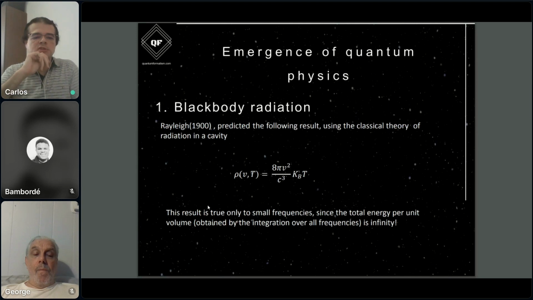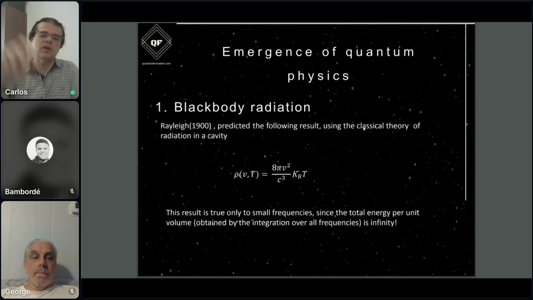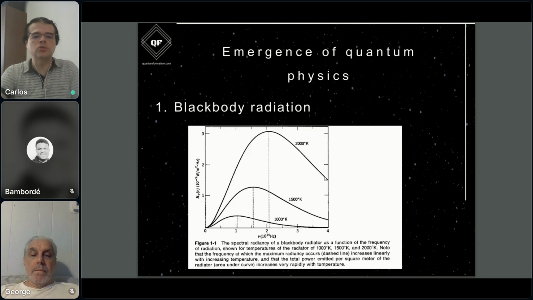People could see that this is true only for small frequencies, because for big frequencies, if you calculate the total energy per unit of volume, you need to integrate this in the frequencies. And once you integrate this for big frequencies, you get a result at infinity. So for big frequencies, this will increase. And the experimental results showed that for big frequencies, the thing is going to zero, not to infinity.